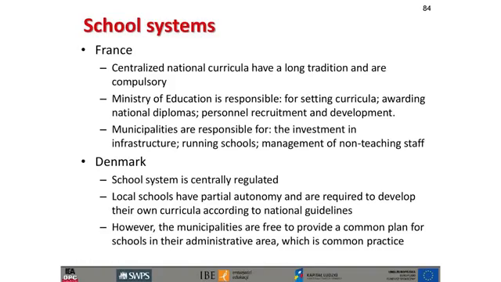And the municipalities are responsible for the implementation and for practical things related to running schools, management of non-teaching staff, etc. In Denmark, the school system is also centrally regulated. Local schools have partial autonomy. However, the municipalities are free to provide a common plan, and this is really a common practice. So both systems, France and Denmark, are much more centrally regulated in comparison to Germany.